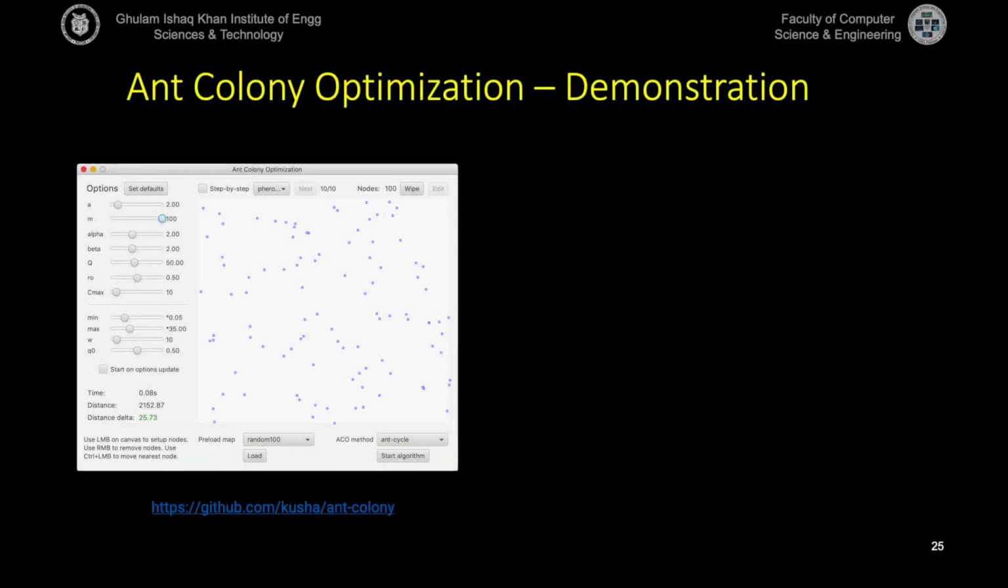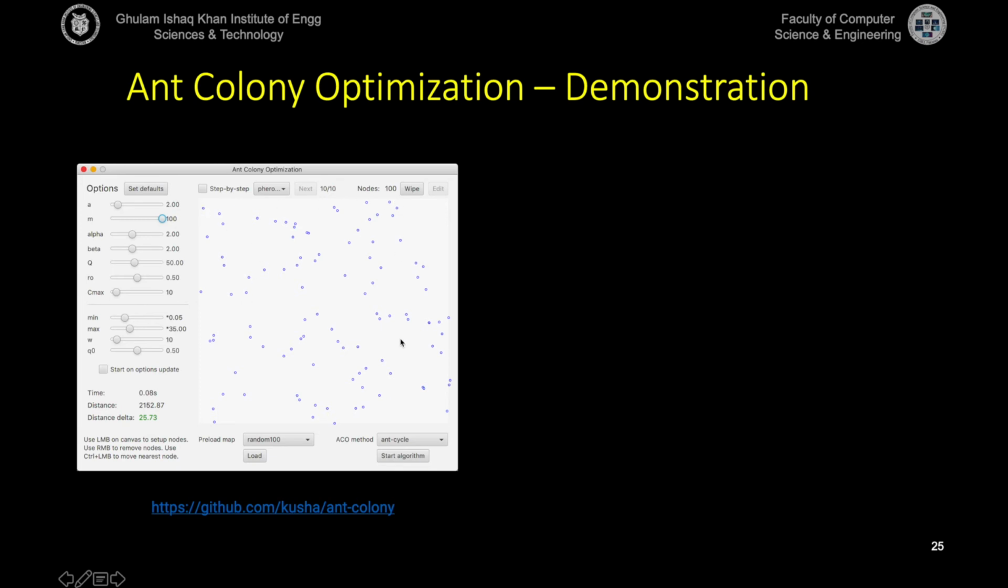So here is a little demonstration about the ant colony optimization algorithm. I've basically taken the implementation from Kusha at GitHub, and I'm just using its jar file. On the left hand side here you can see a lot of different parameters that can be controlled. Some of them are the number of ants, for example. The others are, for example, the number of iterations and other parameters. So this is the minimum pheromone value and the maximum pheromone value, for example, and this is the starting pheromone value, and so on.